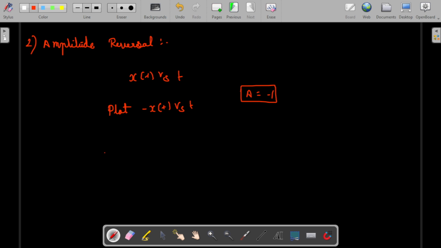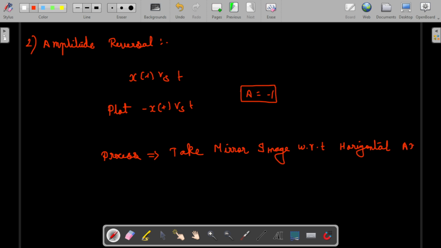What happens is that we take a mirror image with respect to the horizontal axis, that is, the x-axis. Because this is minus x of t, every point is reflected, so we take a mirror image with respect to the horizontal axis. This is what generally takes place.